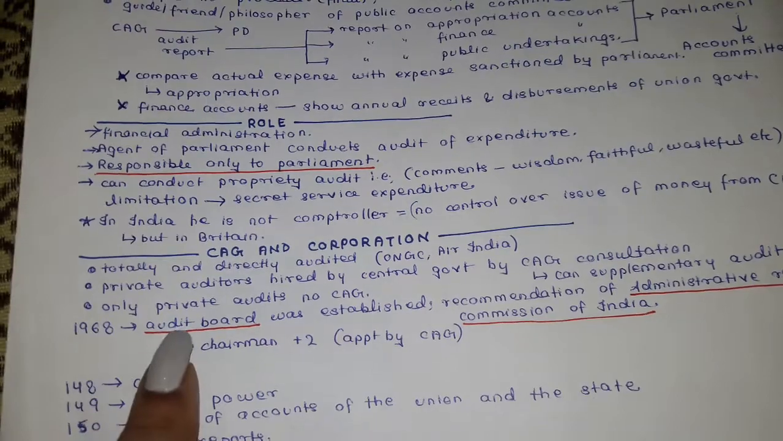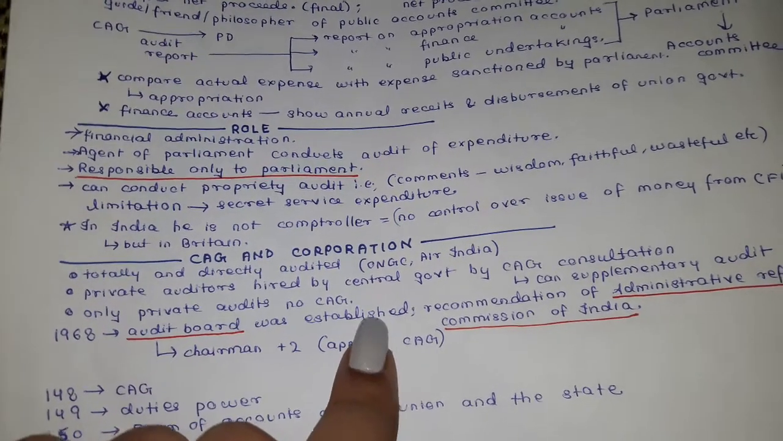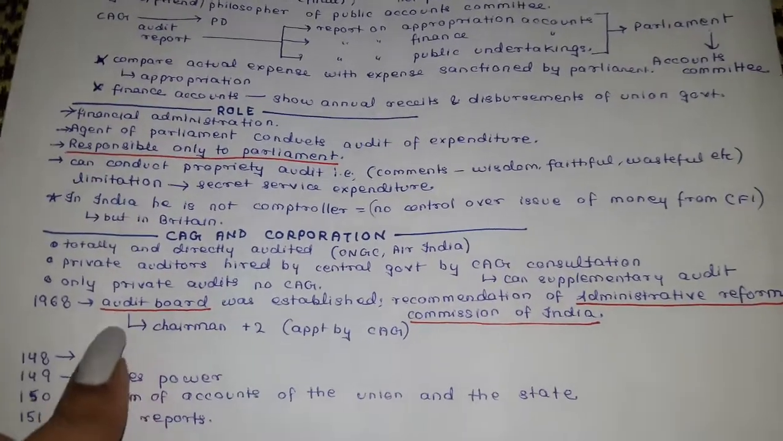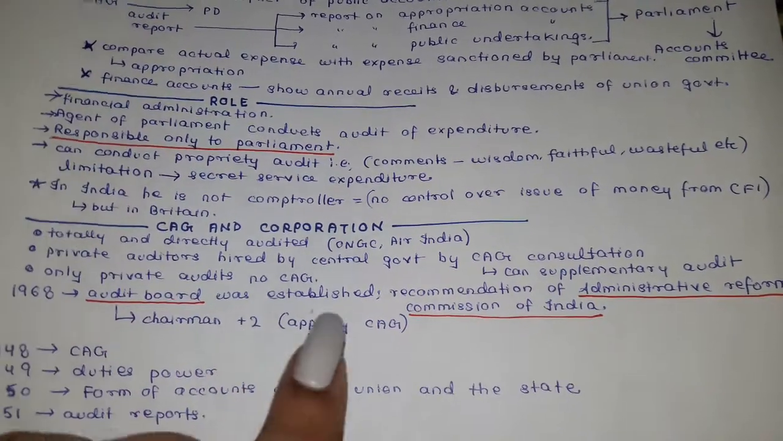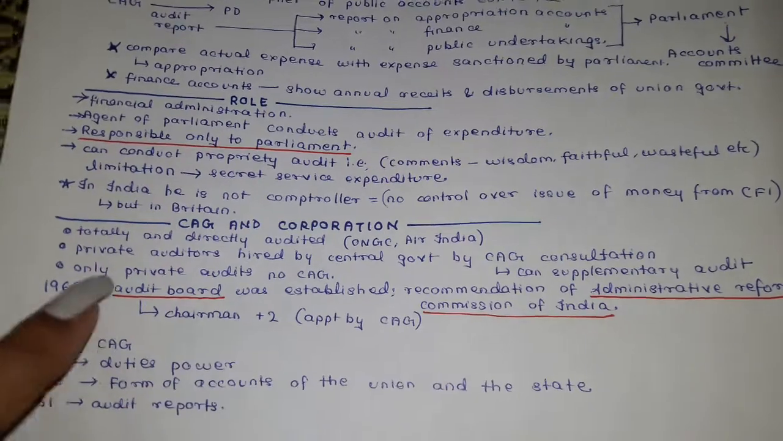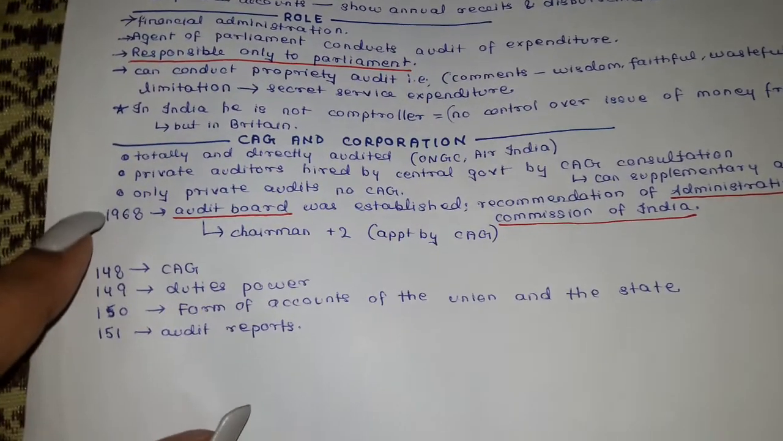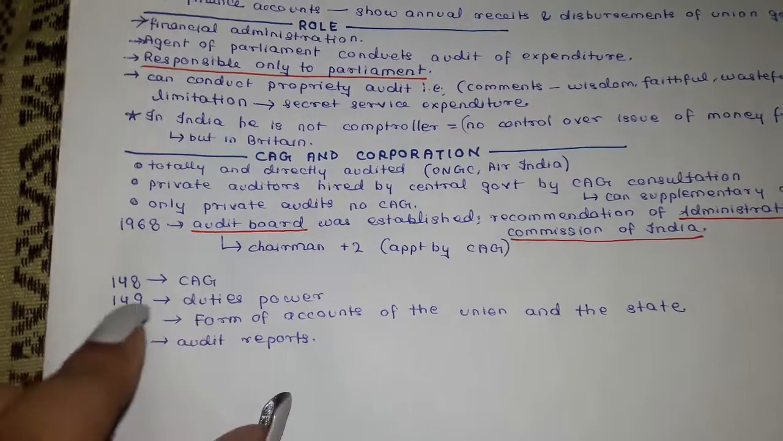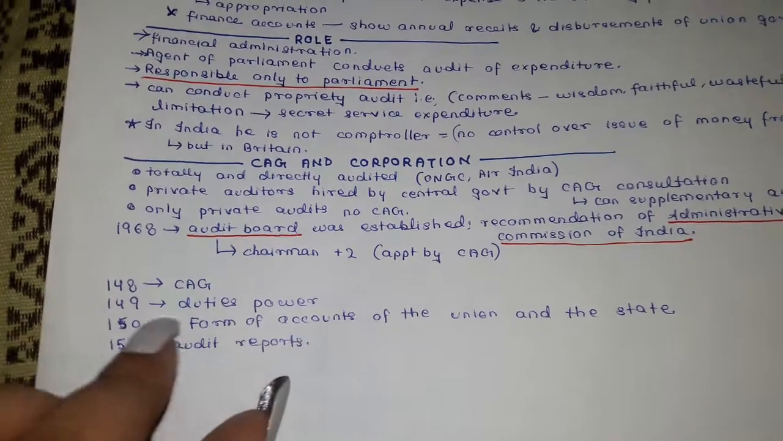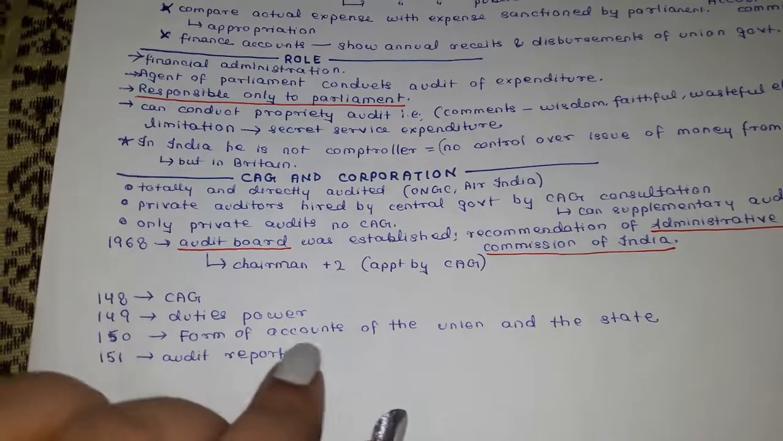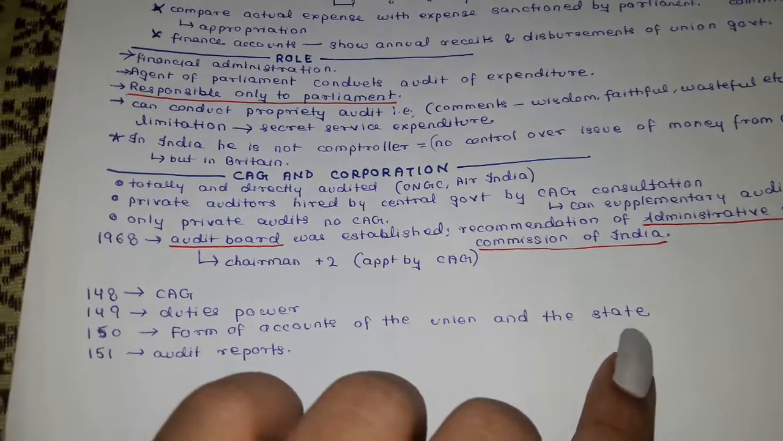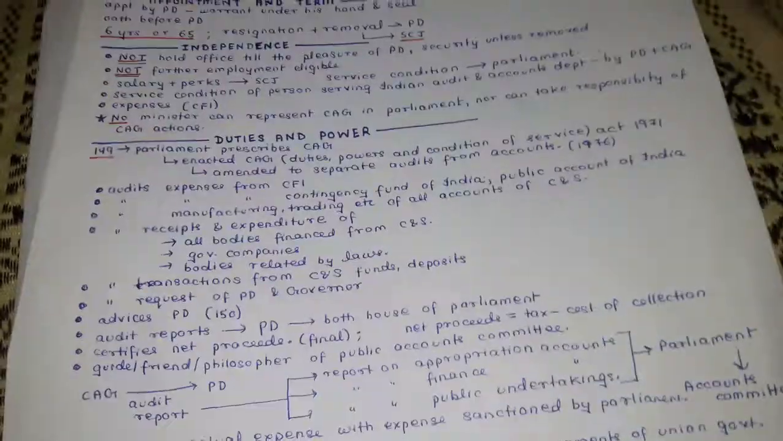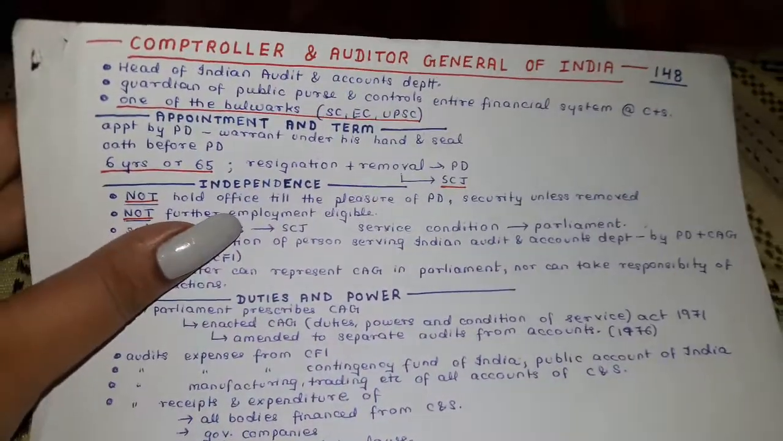In 1968, audit board was created on the recommendation of Administrative Reforms Commission of India. This board has a chairman and two people appointed by the CAG. Now we are moving on to the last part, the articles. The article 148 deals with CAG, 149 deals with the duties and power, 150 deals with form of accounts of the union and the state, and 151 deals with audit reports. This is all for Comptroller and Auditor General of India.